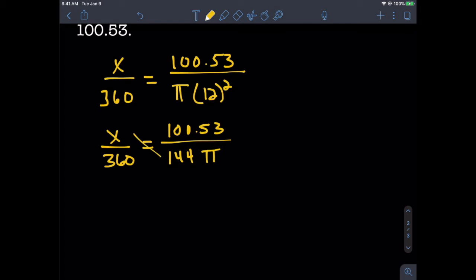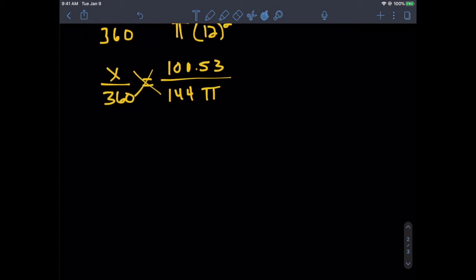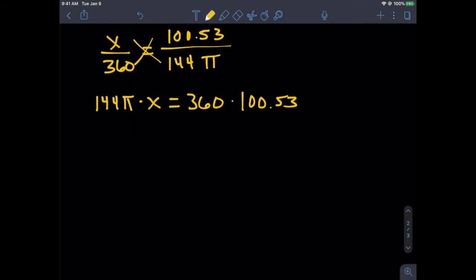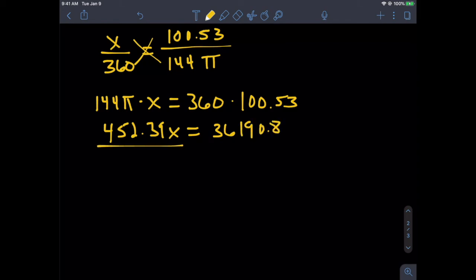All right, now we're going to cross multiply. Easy peasy, right? This gives us a next step of 144 pi times x is equal to 360 times 153 hundredths. So we'll do all our multiplication out. 144 times pi, let's see what that gives us. We get 452.39 x equals 360 times 153 hundredths, which gives us 36,190.8.